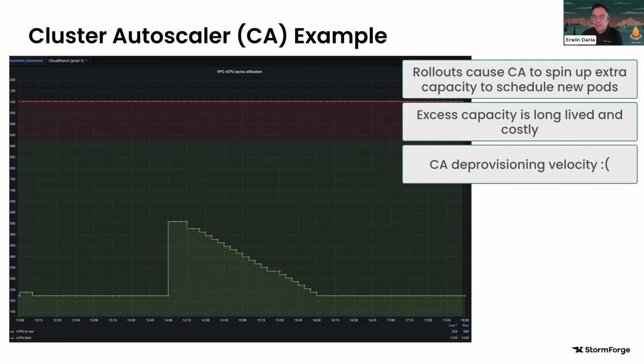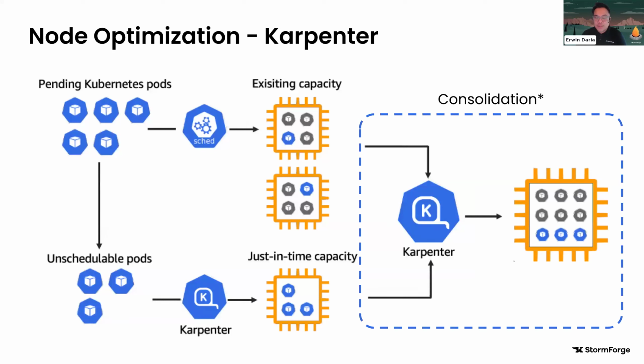Ultimately, the environment gets back to normal, and over the course of a couple of hours, we know that it'll return to normal. In this particular case, the technology that was implemented to solve for this problem is something called Karpenter, which is an open source node optimization cluster autoscaling tool.